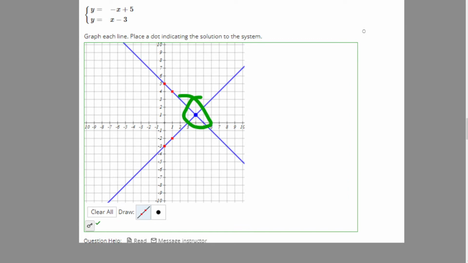Y equals negative x plus 5 and y equals x minus 3. And it wants us to graph this and place a dot indicating the solution to the system. I wrote this one down. Basically, you just need to graph both of these lines like we have in previous sections. But one thing that I notice is you need to make sure that you also put a dot where they are intersecting.